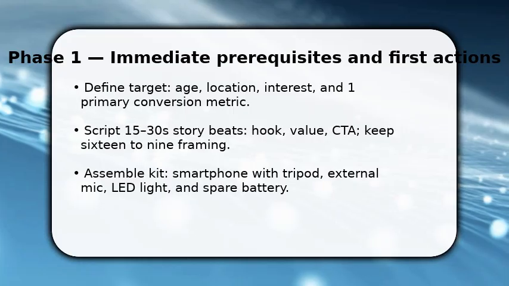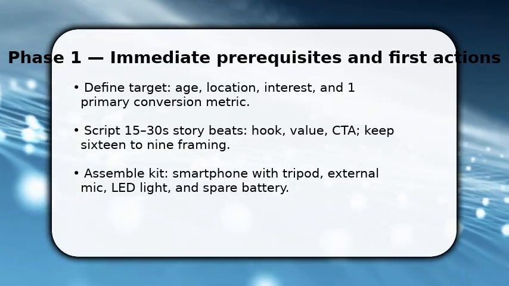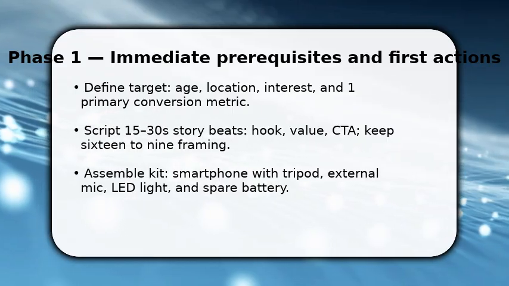You start by locking the objective and audience. Once that's fixed, write a tight 15 to 30-second outline that leads to one clear CTA.